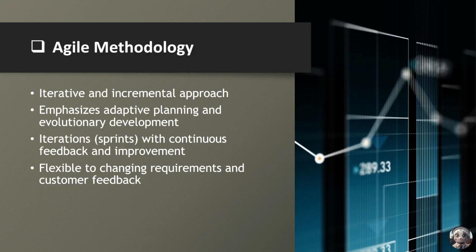Agile methodology is an iterative and incremental approach to software development that emphasizes adaptability, collaboration, and continuous improvement. Unlike the linear progression of waterfall methodology, Agile breaks down the project into small, manageable increments called iterations or sprints. Each sprint involves a cycle of planning, development, testing, and review, with a focus on delivering working software incrementally. Agile encourages flexibility, customer involvement, and responsiveness to changing requirements, enabling teams to deliver value quickly and efficiently.